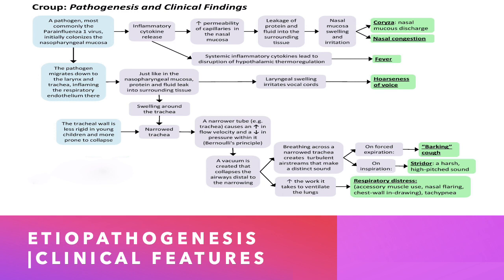Further, there is increased work of breathing, and there is an increased effort by the child to ventilate the lungs because of airway obstruction, and that leads to use of accessory muscles, nasal flaring, chest wall indrawing, tachypnea. All these signs are known as respiratory distress. So, the typical symptoms of croup are hoarseness of voice, barking cough, stridor, and respiratory distress.